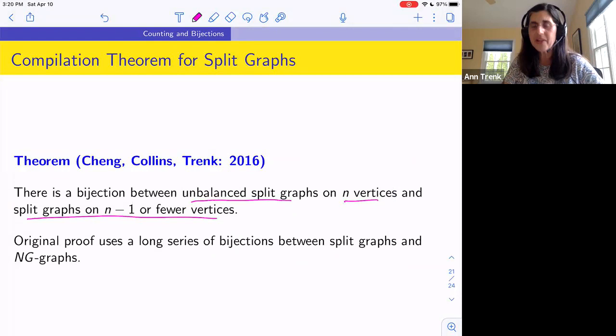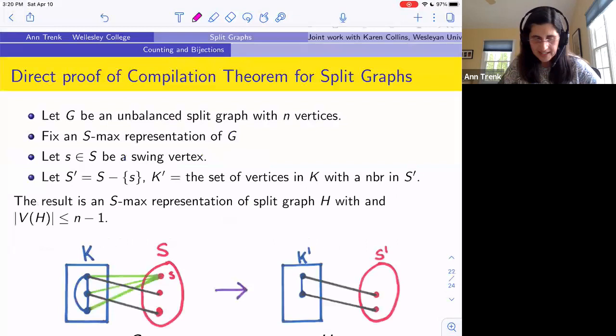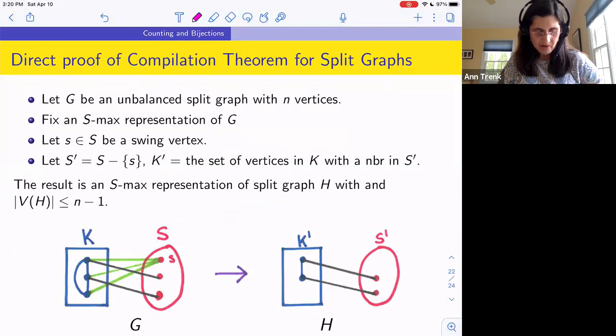It's a very complicated series of bijections between split graphs and something that we call NG graphs, which stands for Nordhaus-Ganim graphs. But in hindsight, we came up with a much shorter proof of this. And again, maybe I won't go through all the details. I'll just indicate how this goes.